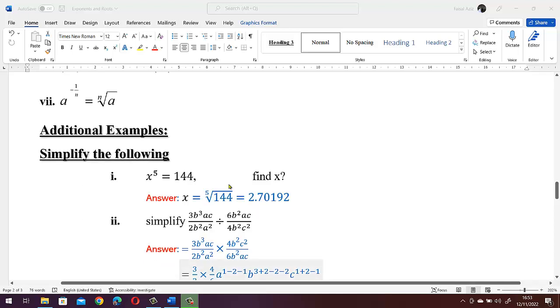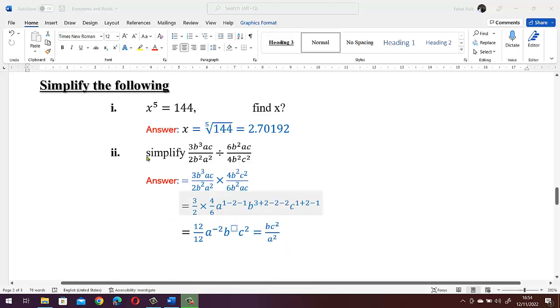Let's have a look at the example. We can simplify the following questions. You can see x power 5 is equal to 144. So we need to remove this power 5 from x to get the value of x. So we need to take power 1 upon 5 on both sides. So this will allow us to get x without power, and on the other side we will get the fifth root of 144, and this you can calculate using a calculator. So this will give you 2.70.